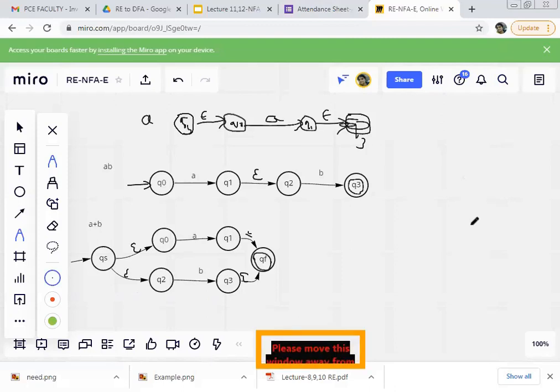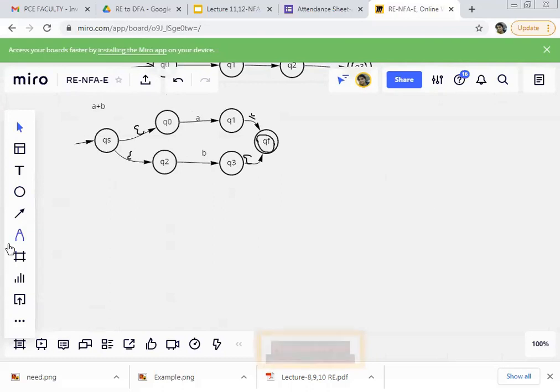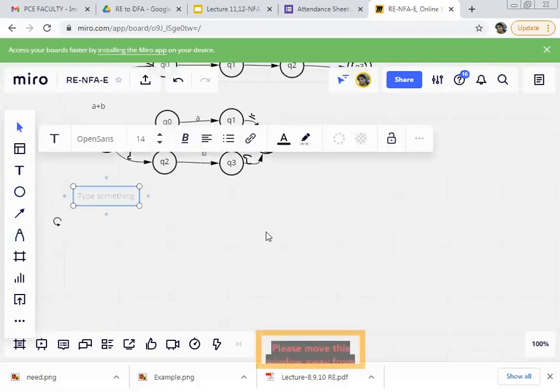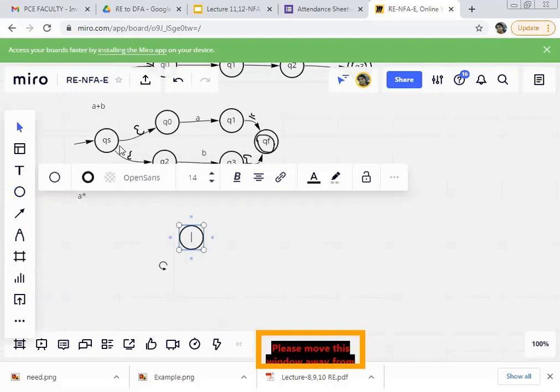Okay, so we have done with A, we have done with AB, and we have done with A or B. Okay, next. Next, we'll move on to A star, sorry. A star. How to draw A star? Okay, we know again how to draw A, right? So I'll do that first.